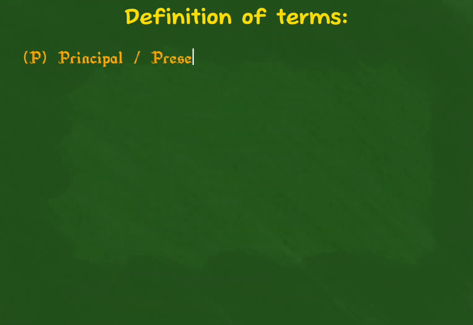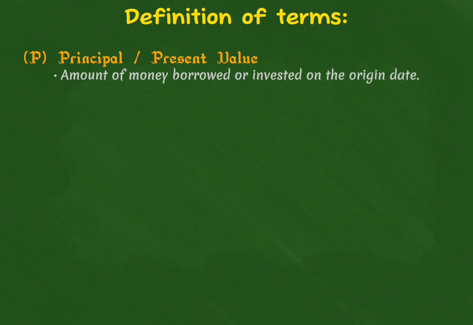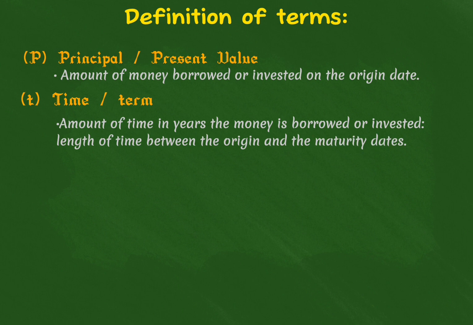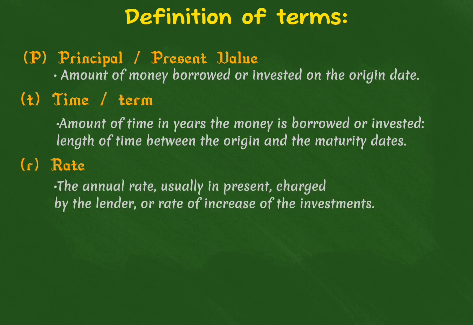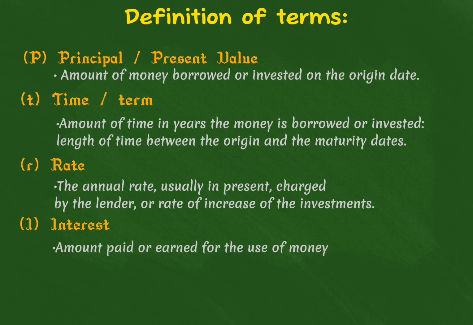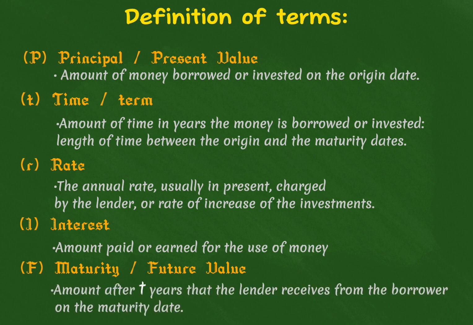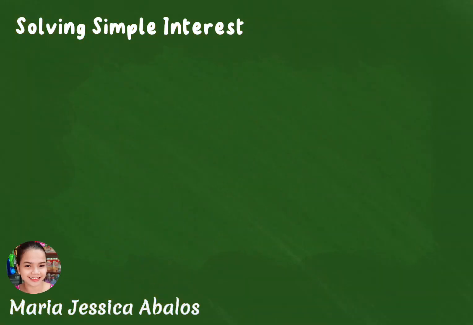P for principal or present value, the amount of money borrowed or invested on the origin date. T for time or term, the amount of time in years the money is borrowed or invested, the length of time between the origin and maturity dates. R for rate of interest or simply rate, the annual rate, usually in percent, charged by the lender, or the rate of increase of the investment. I for interest, the amount paid or earned for the use of money. F for maturity value or future value, the amount after T years that the lender receives from the borrower on the maturity date. So let's have our first problem.